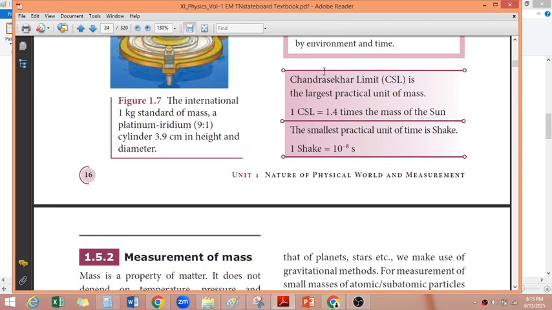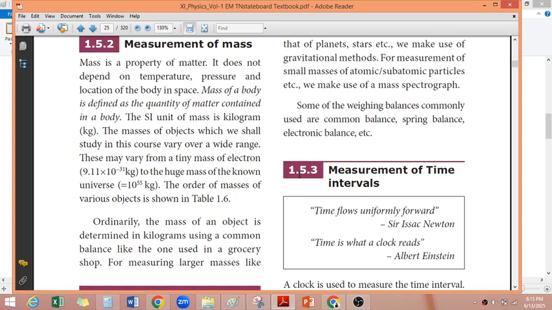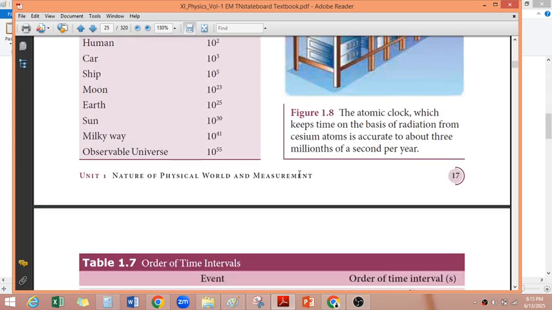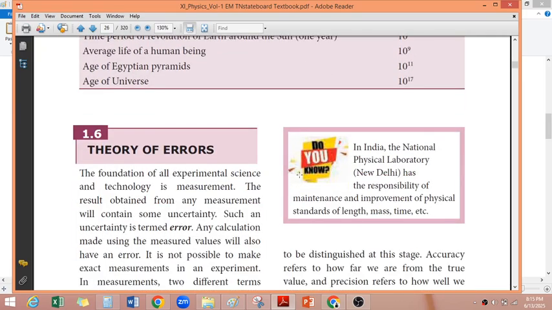You can search for Tamil Nadu State Board textbook. You will find it online. You can go through these things yourself. I am not going to go through it.